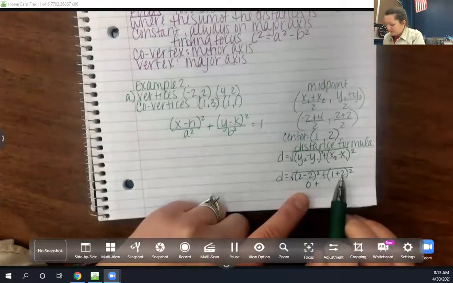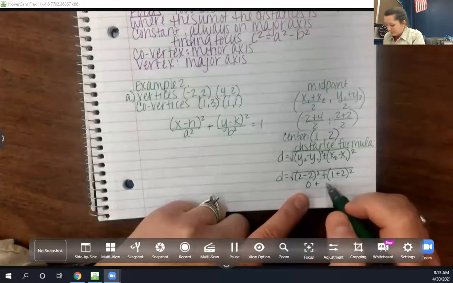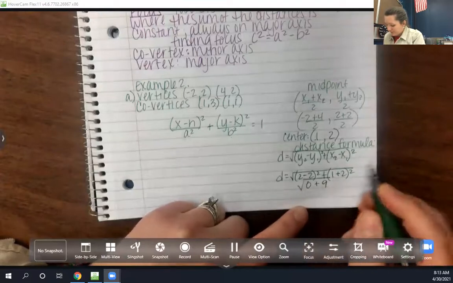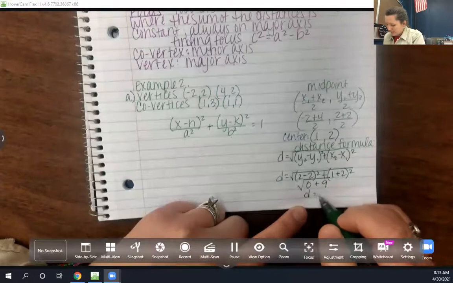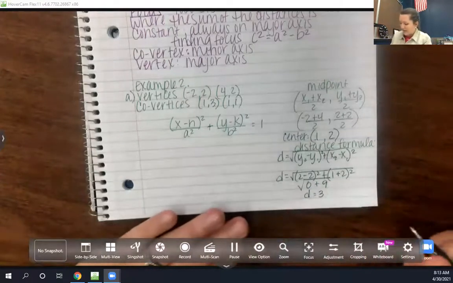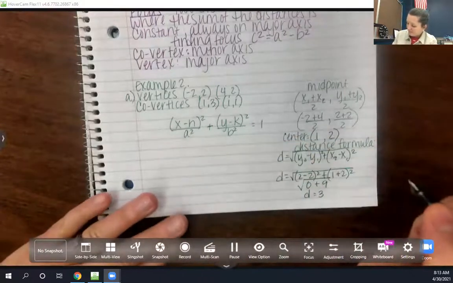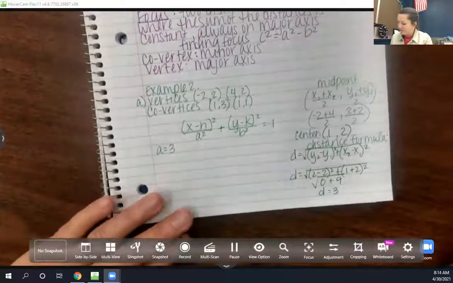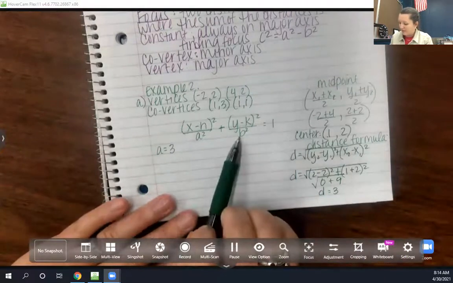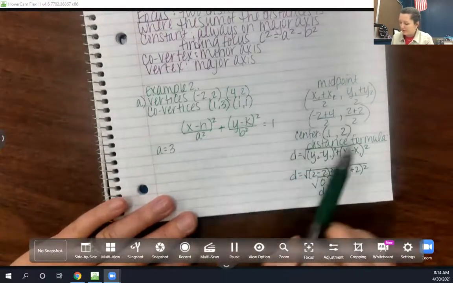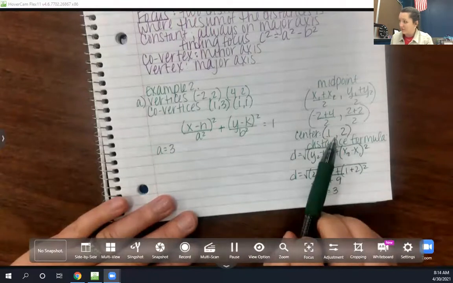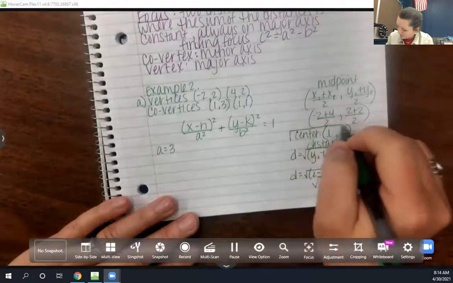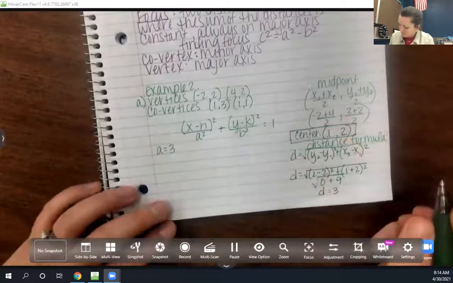And then 1 plus 2 is 3 squared is 9, right? So the square root of 9, the distance there, is 3. So I know that my major axis, A, is going to be 3, right? So let's do this again for this B value for our co-vertex. I'm finding the distance from the center. I'll box this here so we can identify it a little better.